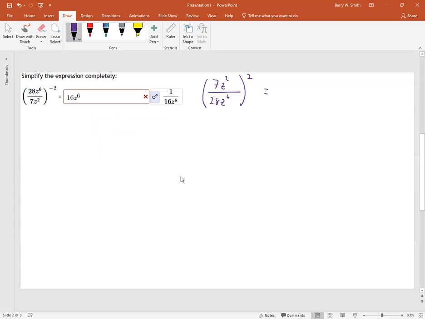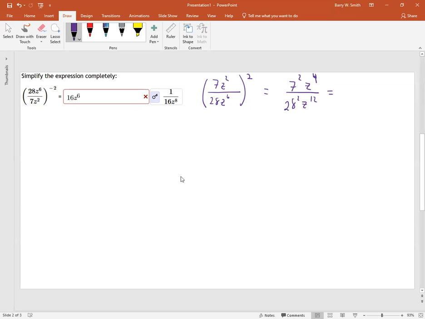Now we can go ahead and take 7 and square it, and that's going to be 7 squared. Z squared squared is going to be z to the 2 times 2, which is 4. Over, now we have 28 squared. And then we have z to the 6 squared, so it's going to be z to the 12. Okay. And so then after that, what we can do is start reducing. So this is going to be some big numbers.